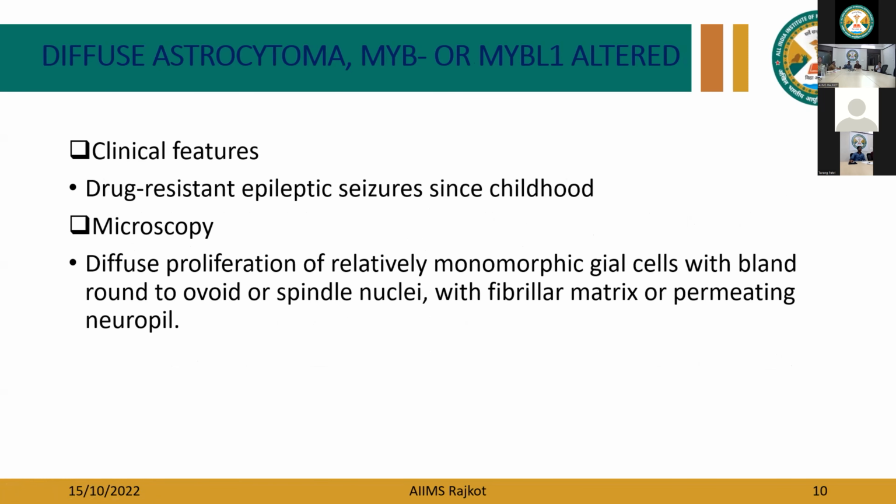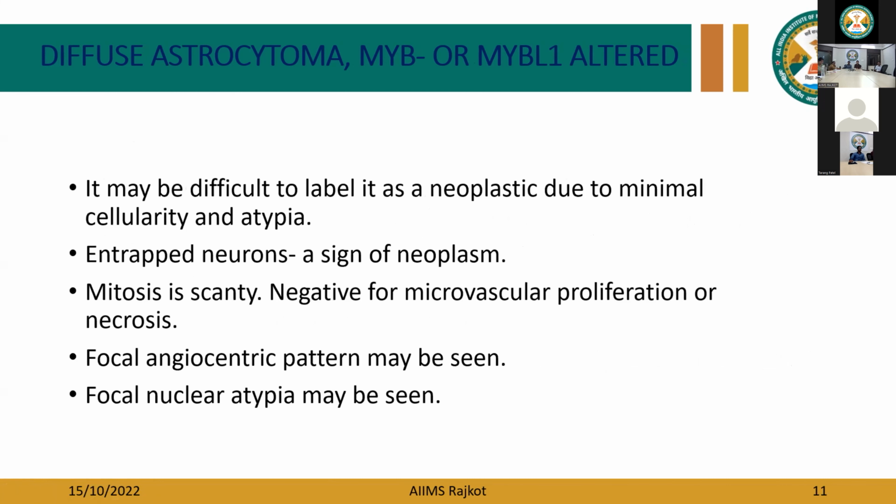Clinically, it presents with drug-resistant epileptic seizures in childhood, and microscopically, it shows diffuse proliferation of monomorphic glial cells with round to oval nuclei and fibrillary matrix. Sometimes it is difficult to differentiate it from the normal parenchyma. It means we cannot designate it as a neoplasia because of minimal cellularity and atypia. But a focus of entrapped neurons is a sign of neoplasm. Mitosis is minimal and a focal angiocentric pattern may be seen. It means angiocentric glioma and MYBL1 altered tumors can both show overlapping morphology.